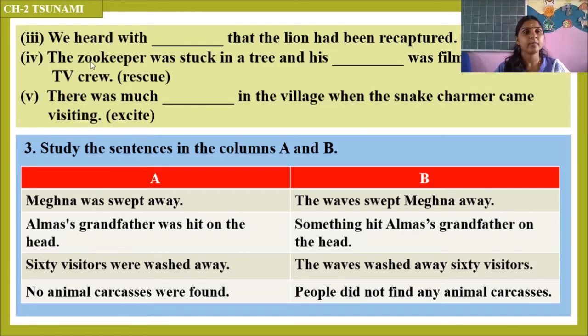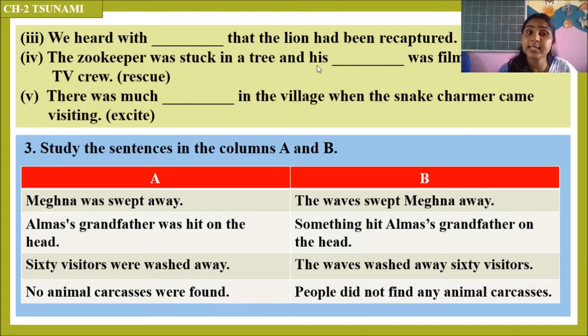RELIEF. Next, fourth one. The zookeeper was stuck in a tree and his dash was filmed by the TV crew. So there are no other forms for rescue, right? We have to write rescue only. The zookeeper was stuck in a tree and his what was filmed by the TV crew? So his rescue was filmed by the TV crew.